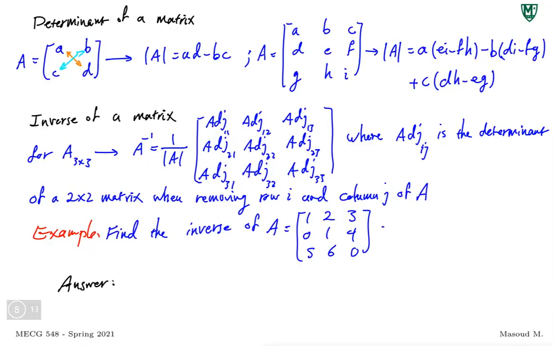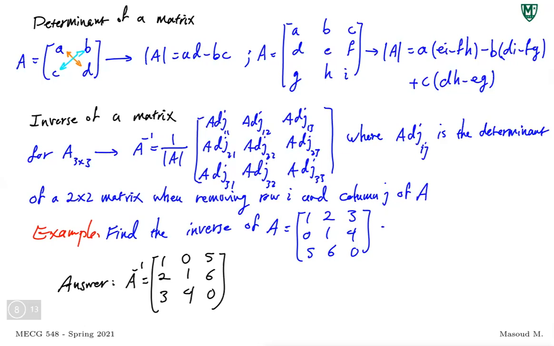And the answer would be, it's good for you to practice, I guess. A inverse is, so I got 1 0 5 2 1 6 3 4 0. All right, do that for yourself and figure it out. You find the determinant, then 1 over determinant.